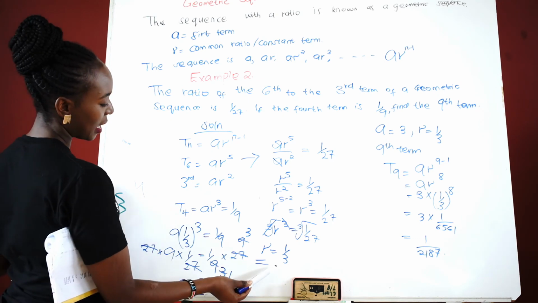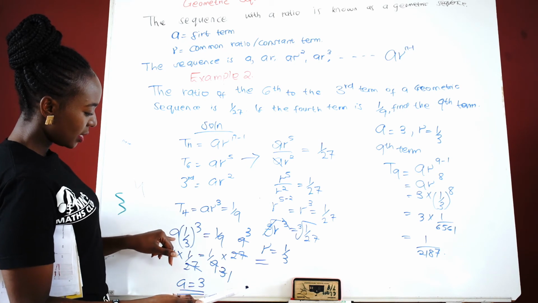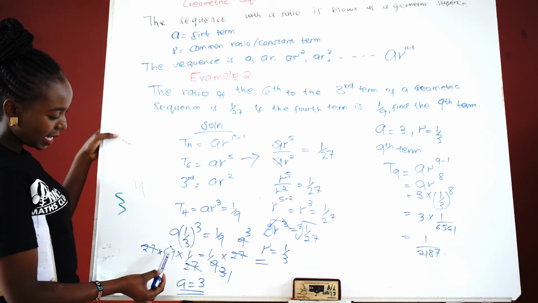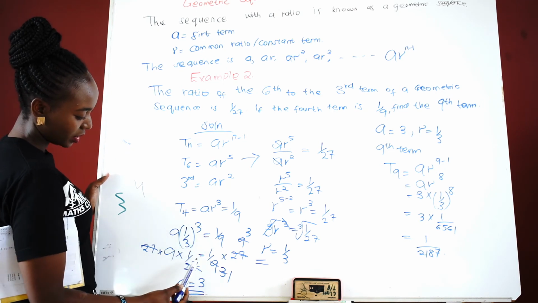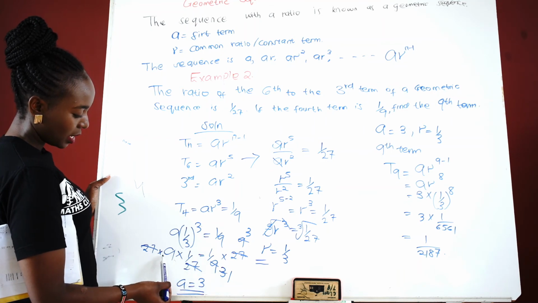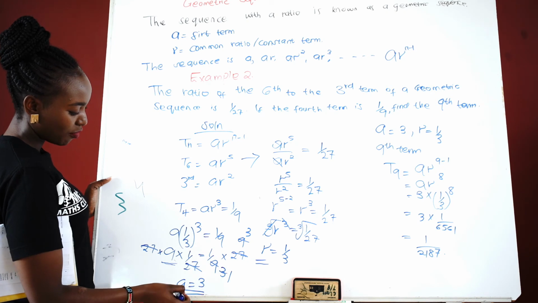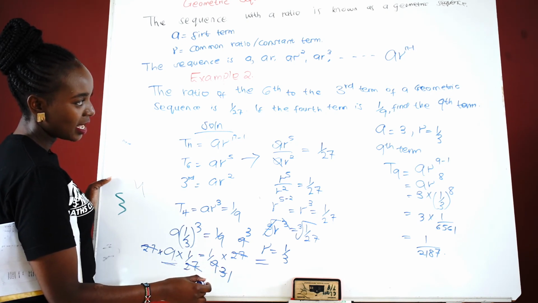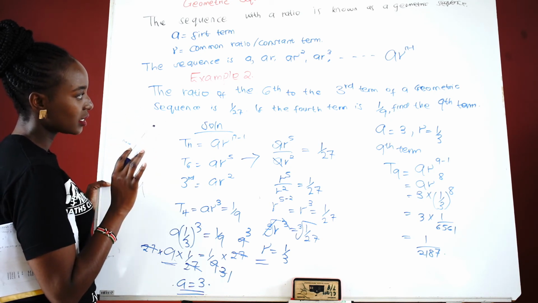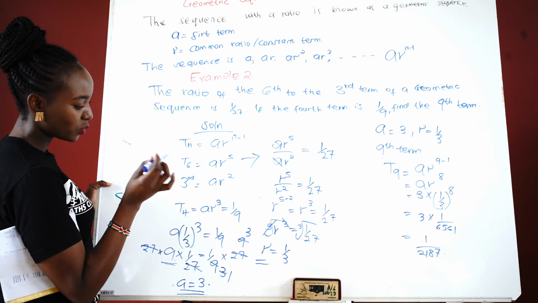Already we found our R. So instead of writing R, we'll replace it with 1 over 3. So A times 1 over 3 raised to power 3 is equal to 1 over 9. A times a third raised to power 3, which is 1 over 27, is equal to 1 over 9. So we look for A. It's the unknown number. We multiply by 27 both sides and we find our A is 3. Till there, we've been able to see that using the first statement we found R. The second part we've been able to find A.